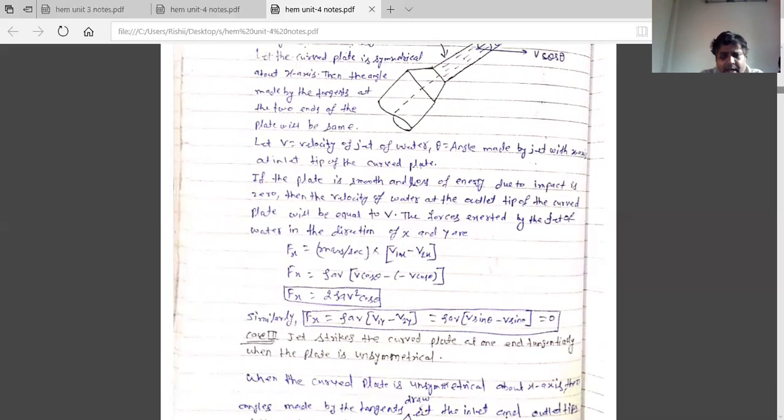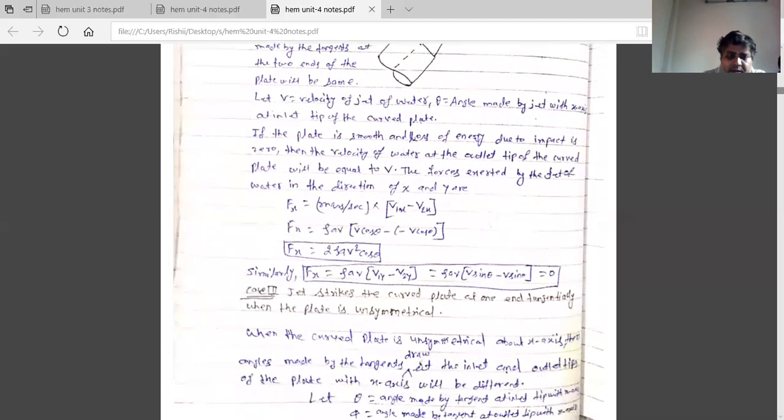Similarly, Fy is equal to rho a v into v1y minus v2y. That means initial velocity in y direction minus final velocity in y direction. And finally, rho a v into v sin theta minus v sin theta, that is 0. That means in the direction of y, force will be 0.